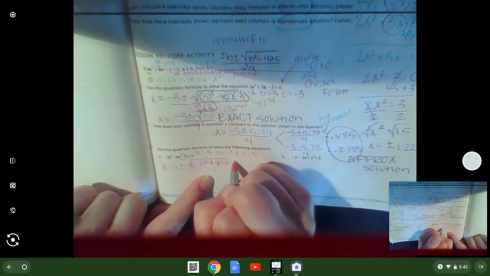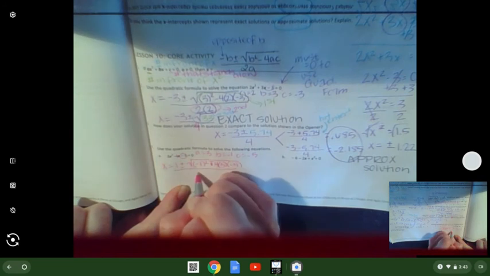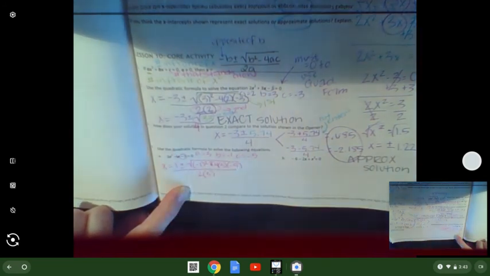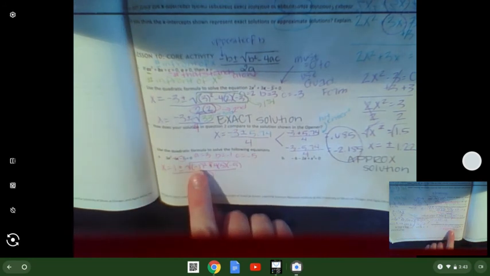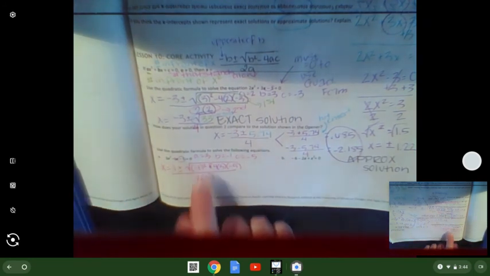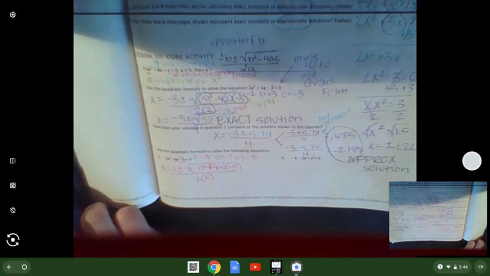C is -5, all over 2 times our A, which is 3. First thing in your calculator should be everything underneath that square root symbol, parentheses and all. I'm not going to bring up my calculator this time. I'm using my calculator off to the side so that you can try it on your own as well, and then verify your answer with mine.